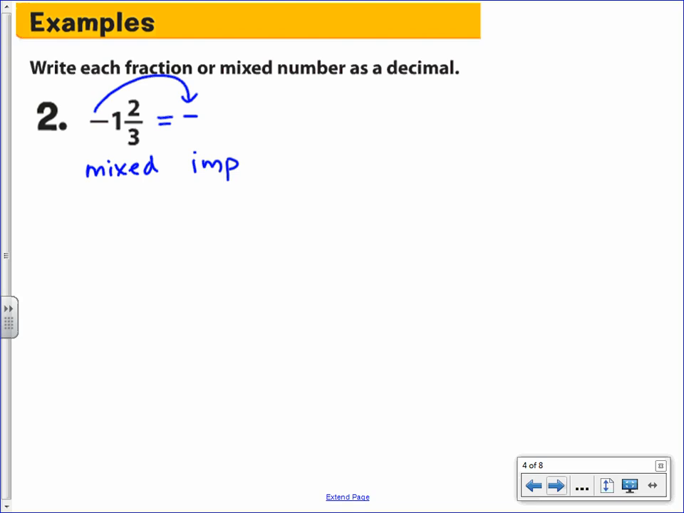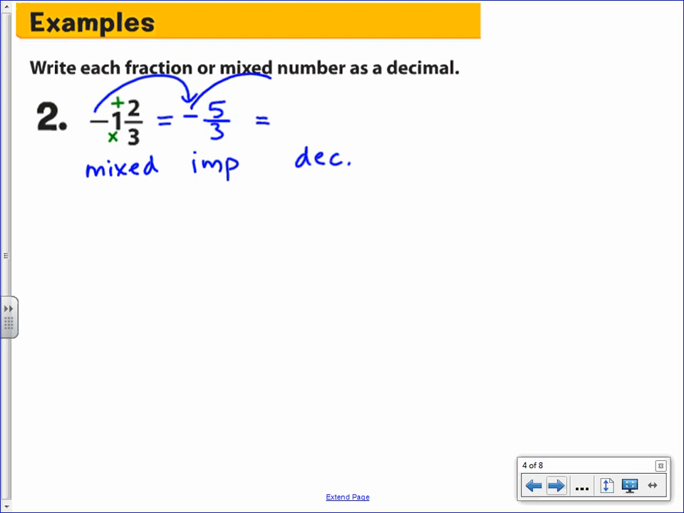I do the math. In order to change a mixed number to an improper fraction, I multiply denominator times whole number and then add the numerator and put it all over the same denominator. 3 times 1 is 3, and 3 plus 2 is 5. So it's -5/3. But they don't want an improper fraction, they want it as a decimal. So now let's do our work.